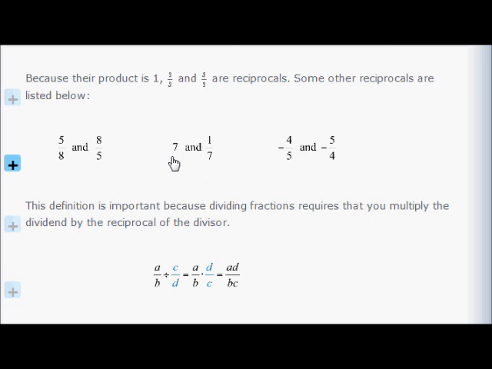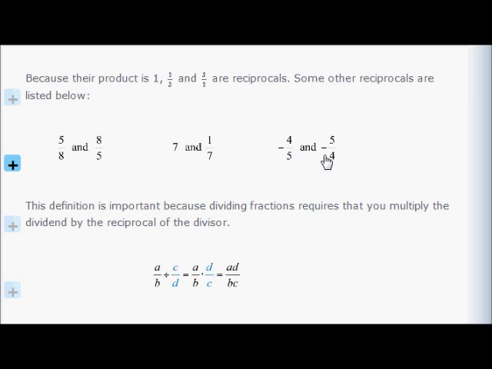Okay. You can have reciprocals with negative numbers too. Negative 4/5 has the reciprocal negative 5/4. What I was talking about a bit earlier was you could have negative 4 over 5, and the reciprocal of that would be 5 over negative 4. And 5 over negative 4, as it turns out, is the same as negative 5 over 4, which is negative 5/4. Okay.